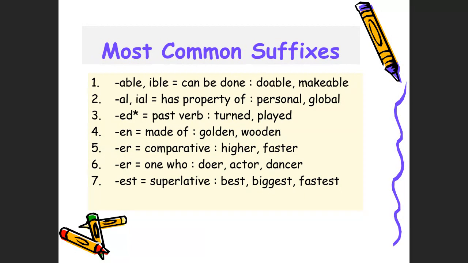It could also be the one who does the things. For example, the doer, actor, dancer. And the -est, that is the superlative case. So it's the best, the biggest, the fastest. Okay. So again, with these seven suffixes, you have to write examples. Please, write examples with these seven suffixes.